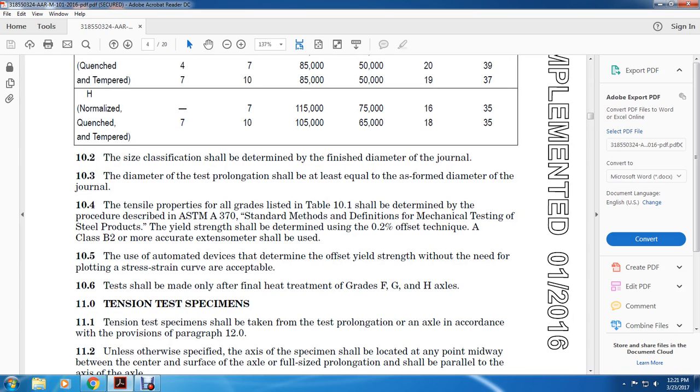The size classification shall determine the finished diameter of the journal, the diameter of the test prolongation being equal to the finished diameter of the journal. The tensile properties for all the grades in Table 10.1 shall be determined in the procedure described in ASTM A370, Standard Test Methods and Definitions for Mechanical Testing of Steel Products. The yield strength shall be determined using the 0.2% offset technique. A Class B2 or more accurate extensometer shall be used. Use of automated devices determining the offset of the yield strength without need for the plotting of the stress-strain curve is acceptable. Tests shall be made only after the final treatment of grade F, G, and H axles.